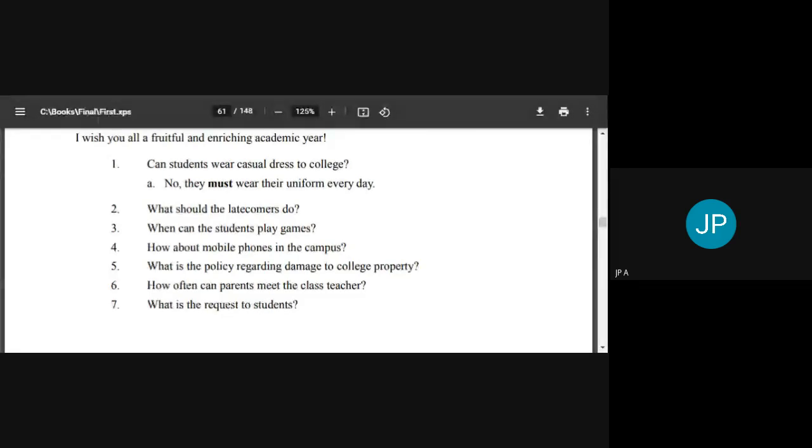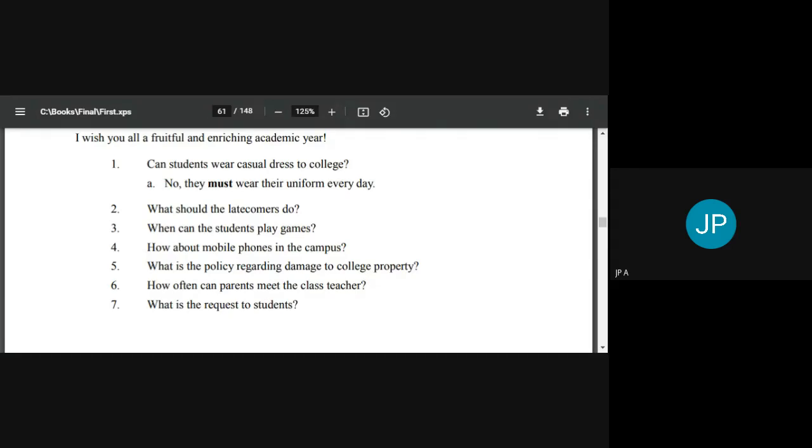They ought to wear their uniform every day. They need to wear their uniform every day. Yes, Rishma. They need to wear their uniform. So these are all different words of obligation. Or they should wear their uniform every day.